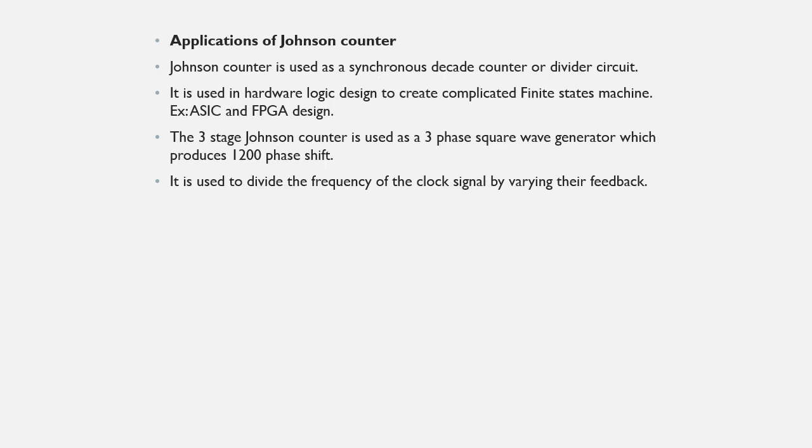Application of the Johnson counter. The Johnson counter is used as a synchronous decoding counter or divide-by-n counter. It is used in hardware logic design to create complex finite state machines, for example in ASIC and FPGA design. The three-stage Johnson counter is used as a three-phase square wave generator, producing six different patterns. It is used to divide the frequency of the clock signal by using the feedback.